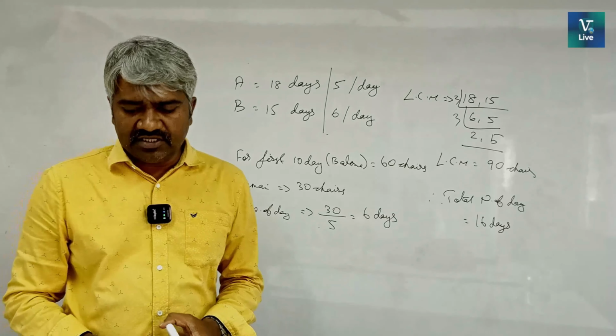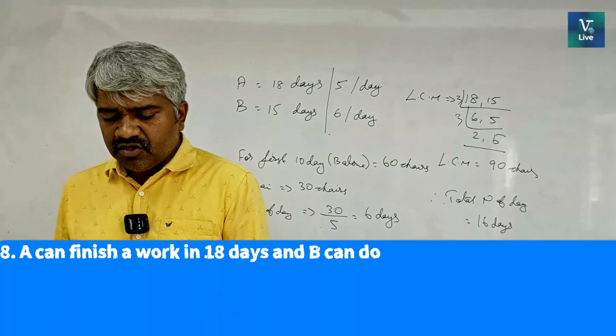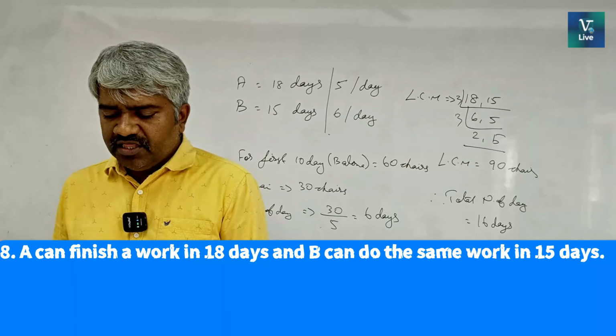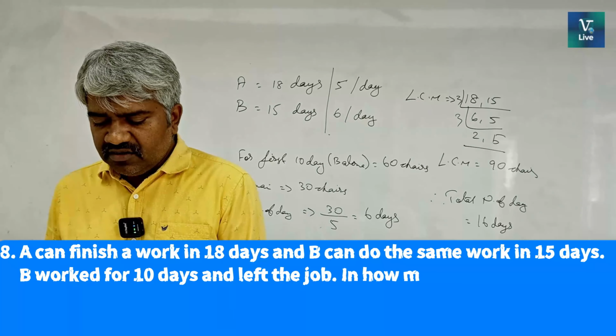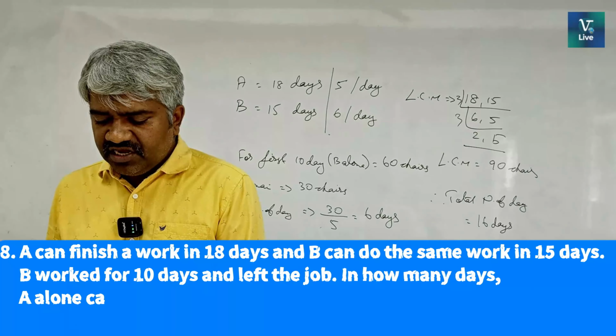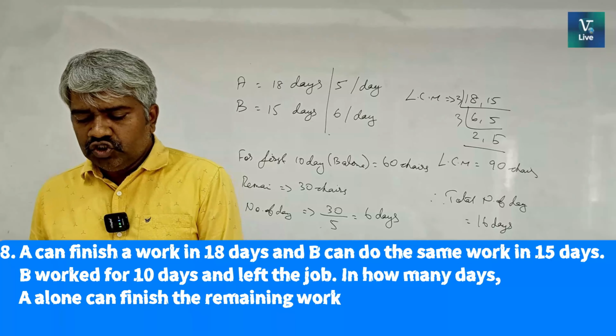We'll go to the next question. A and B can do a piece of work in 30 days when they work together. They work together for 20 days and then B left. After another 20 days, A finished the remaining work. In how many days can A alone finish the job?